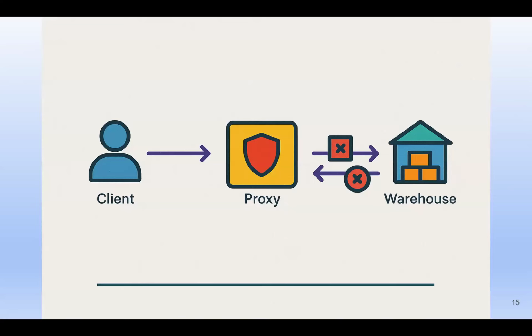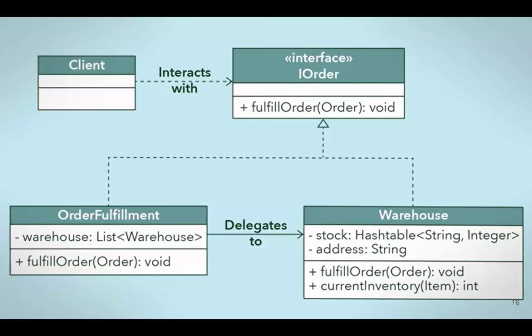So it's simple like this. The client will call the proxy class. Proxy class will go through the multiple warehouses and verify which warehouse can deliver which item in what quantities. Right, so this is the implementation.